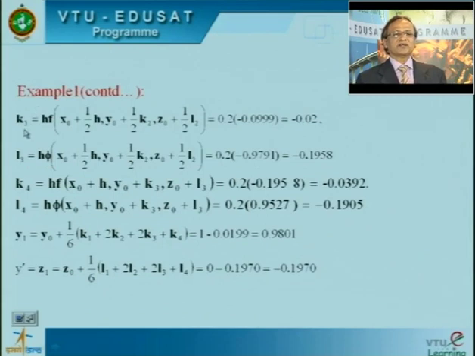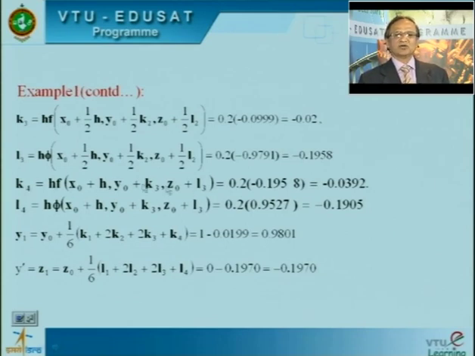Similarly, I want to calculate K3. K3 is equal to, you know all these values, you substitute numerical values and simplify. After simplification, I can obtain minus 0.02. Similarly, L3. These values are known. Here I am going to use the latest value of K2. I will substitute and simplify. I can obtain minus 0.1958.